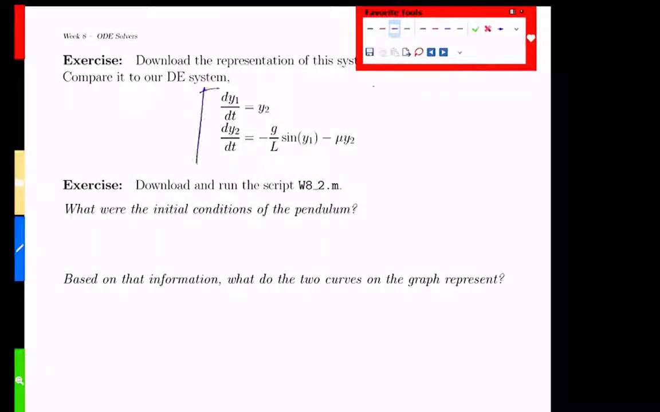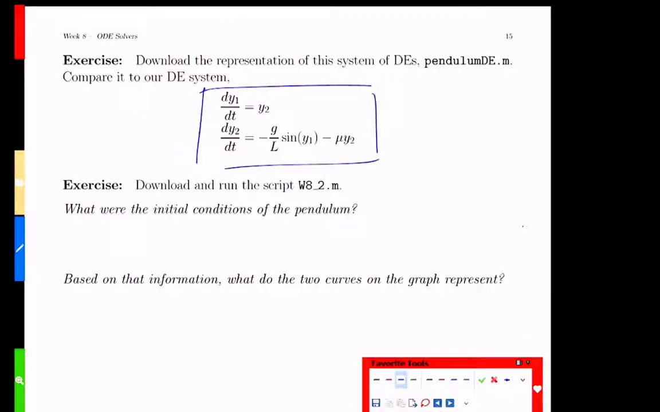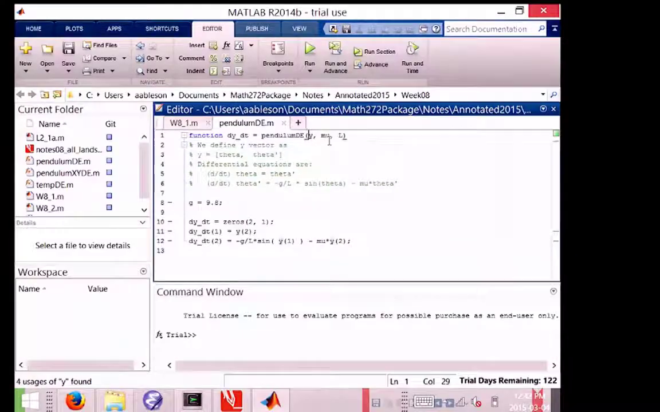So here is our system of equations with y1s and y2s. All right. So what we're going to do is take a look at a few different files here. We're going to look at Pendulum DE. So this is our idea of the calculation of the pendulum differential equation.